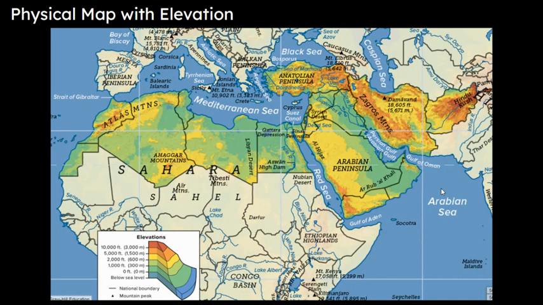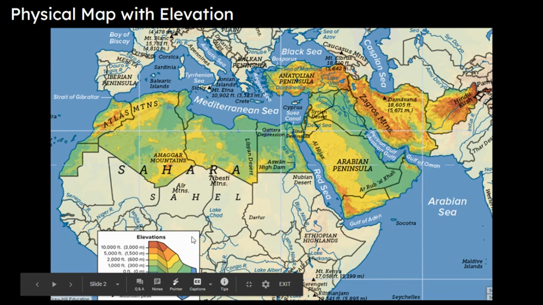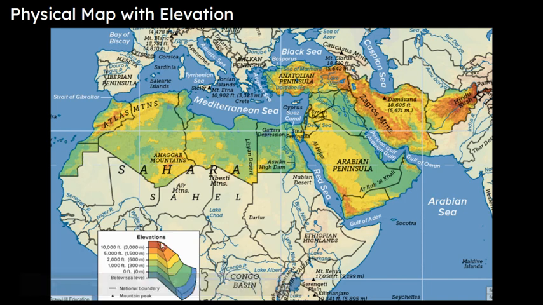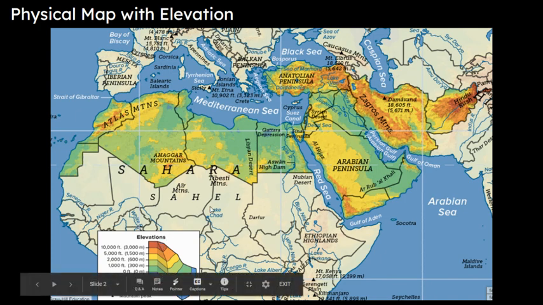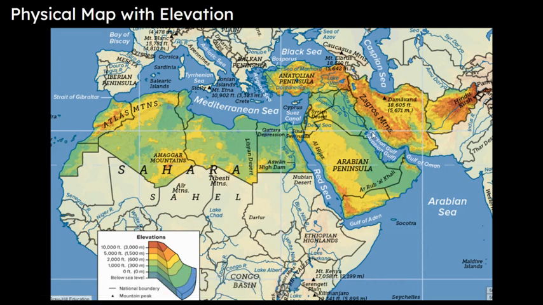Another type of map we are reviewing is the physical map. Remember, the physical map shows elevation or the height of the land. So it's important to look at the key. The key will show you the meaning of the colors. So in this case, the darker the color, the higher the elevation. That is where you will find your mountains. And if you look at this map of this region, you're going to see that there are quite a lot of mountains in this area.